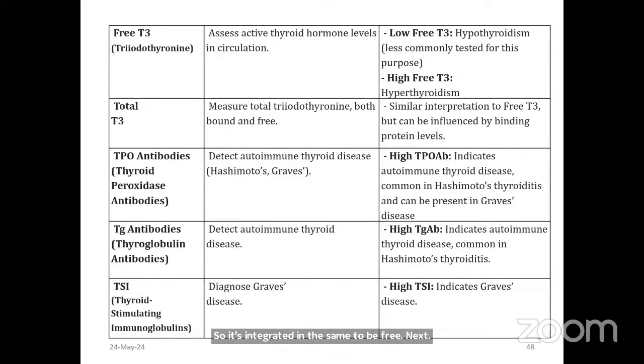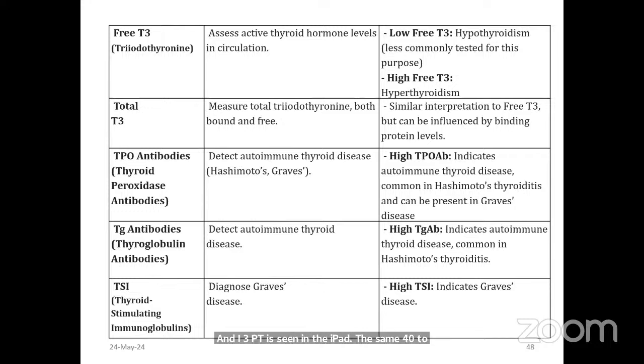Free T3 is used to assess the active thyroid hormone level in the circulation. So low free T3 is mainly seen in hypothyroidism, and high free T3 is seen in hyperthyroidism. Same for the total T3.